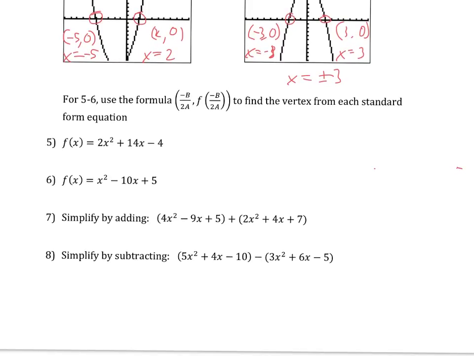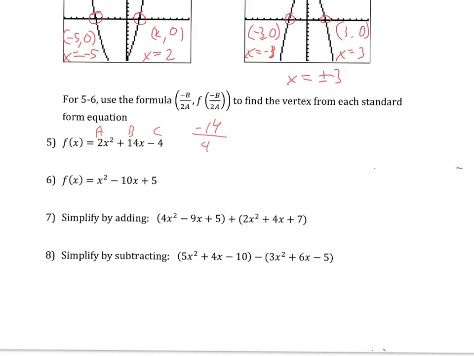Number 5 and 6, we are supposed to find the vertex using -b/2a. So remember, a is the number multiplying x squared, the b number is in the middle, and the c number is at the end, but the formula is not too concerned about that. So opposite of b over 2a, that would be -14 divided by 2 times 2, which is 4.